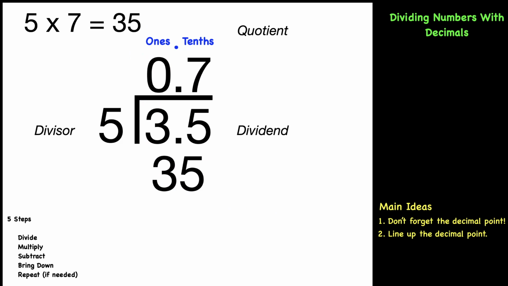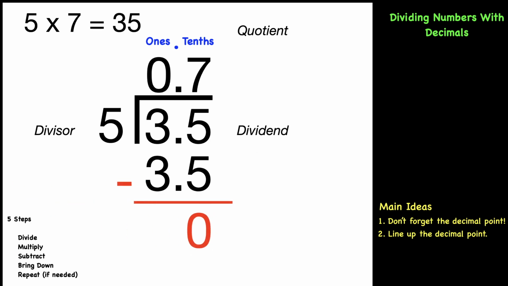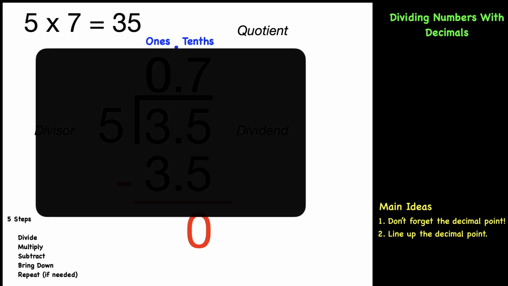The 7 goes on top in the tenths place value. The 35 we're going to put below, but let's change that, which right now I would call that 35/10. Let's turn that into 3 and 5/10 by adding our decimal point. And when you subtract, we have no remainder. So our answer is 7/10.